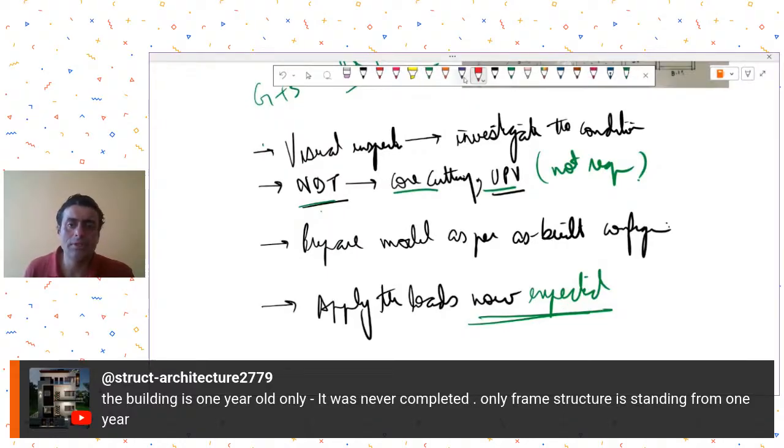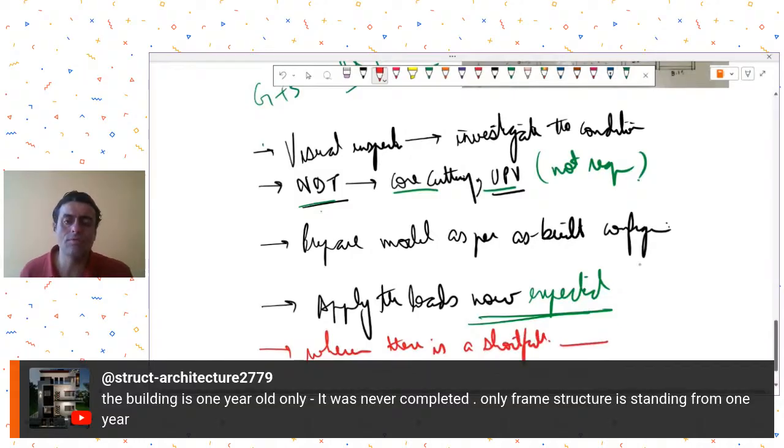And after this, wherever you need, let's say wherever there is a shortfall. So by shortfall, I mean that if, let's say, your columns are requiring more reinforcement percentage now because of the increased loads, let's say column requires 2% now, and your earlier provided reinforcement percentage is 1.2 or 1.1%, then you may have to go for some sort of retrofitting.